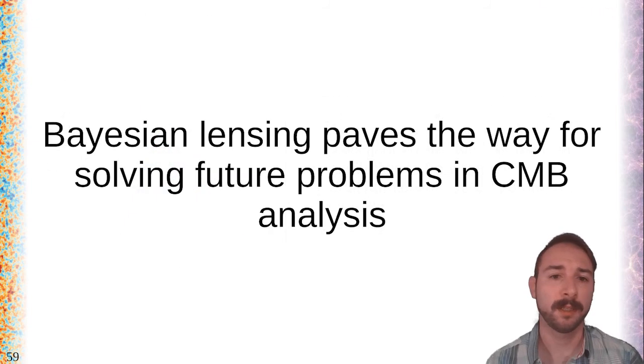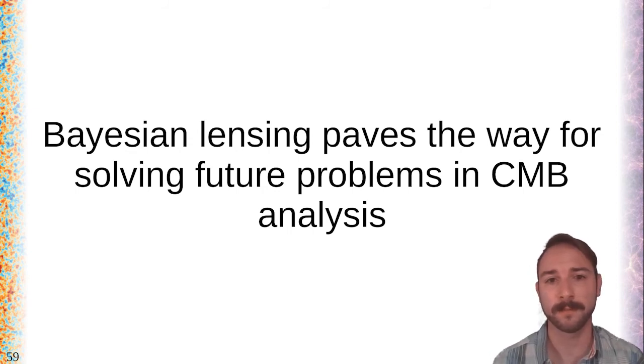So having seen that it basically works, I now want to give you sort of a whirlwind tour of what we're planning on doing with Bayesian lensing in the future. And I do think that it'll pave the way to solve some of the tough analysis challenges that we'll be facing, similar to how well it handled the systematics in the previous case.